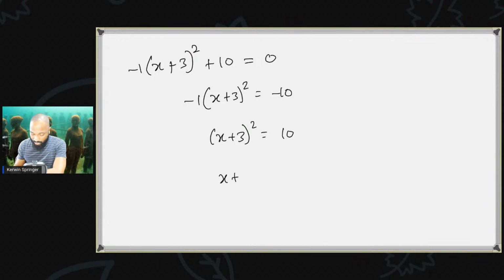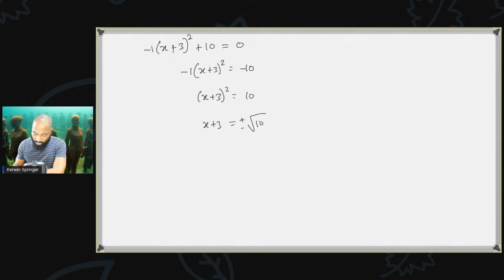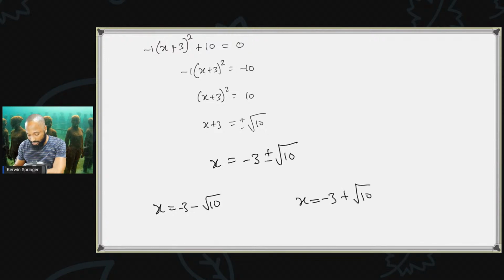And then x plus 3 is equal to plus or minus the root of that. Don't forget it's plus or minus. What's next? Bring across the 3, right? So when you bring across the 3, we'll get x is equal to -3, switch the sign, plus or minus the root of 10. And this will give me 2 values of x, when I take away root 10 or when I add root 10.